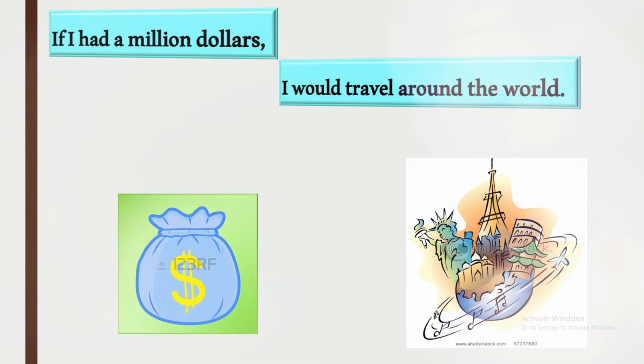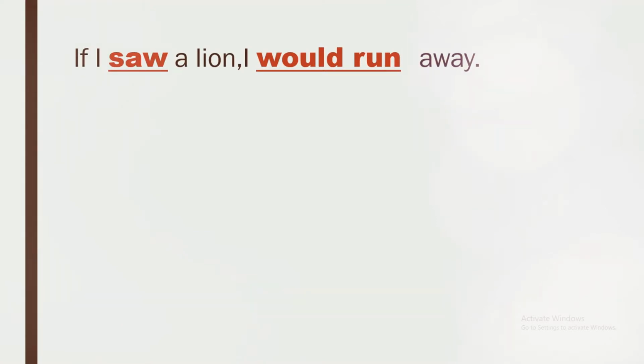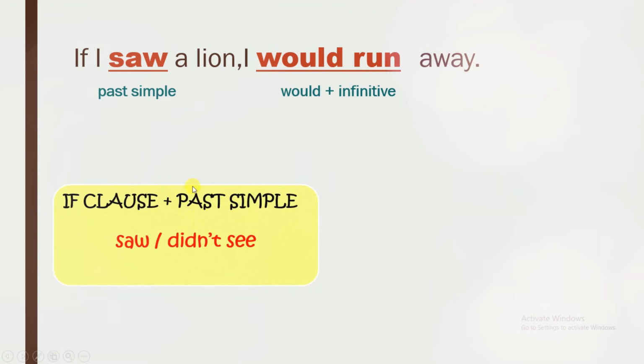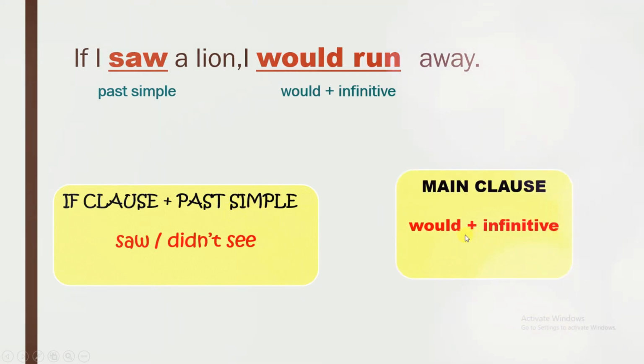Now, the first thing we want to learn is how to form the second conditional. Look here at this sentence. If I saw a lion, I would run away. Can you look at the red words? This is past simple, and in the second part I have would plus the infinitive, run. So, in the first clause of if, I used past simple. And in the second clause, I use would plus infinitive. Excellent, it's very easy. If plus past simple, and then the second clause, would plus the infinitive.